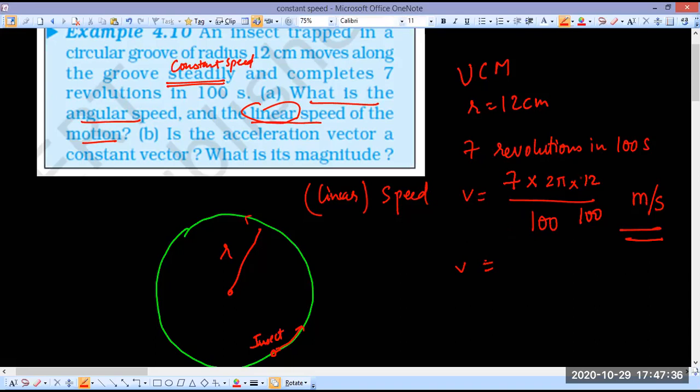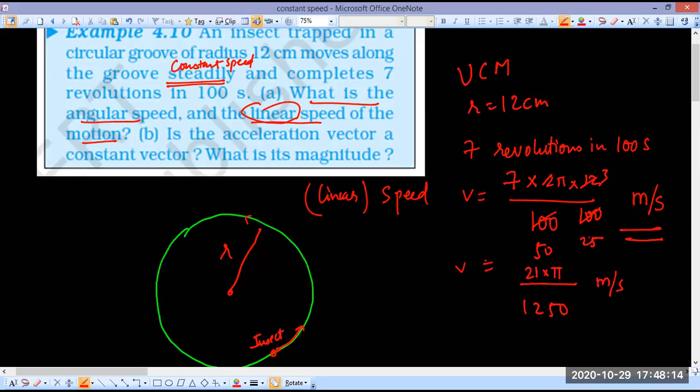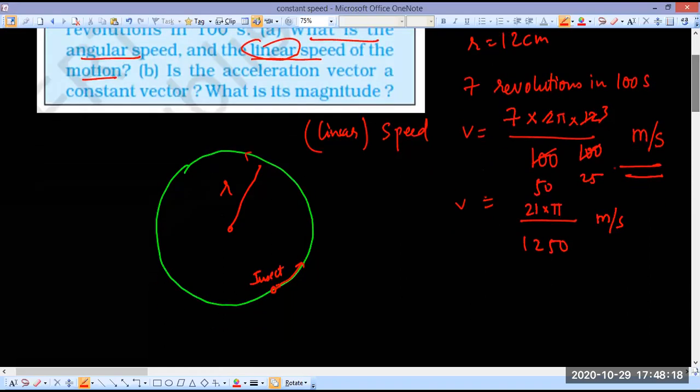Okay. So now you could cancel this with this. Right, so this will be 50 and 12 by 3 and 25, whatever. 7 into 3 is 21, pi by 1250. That's what we are getting. 21 pi by 1250 meter per second. If you want, you could put pi's value and do some calculation. Roughly speaking, pi is 22 by 7 and all that. But I'm leaving this to you.